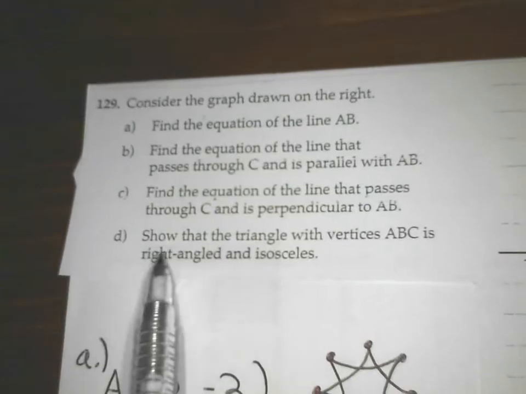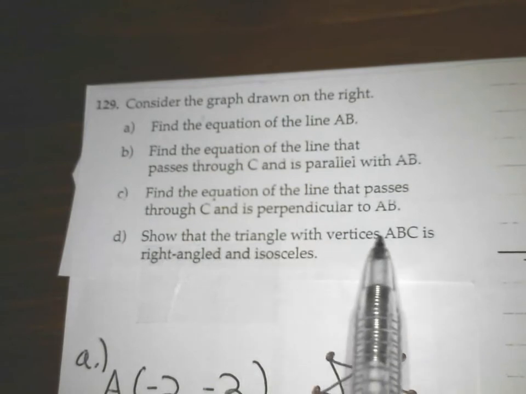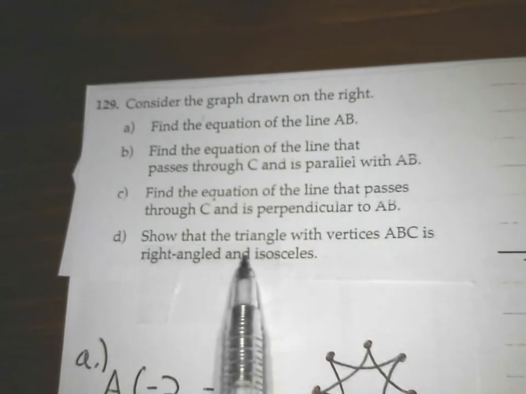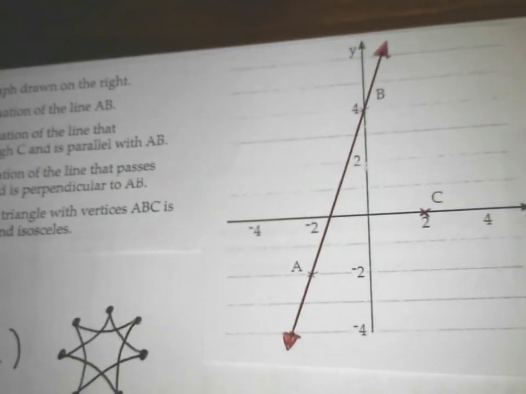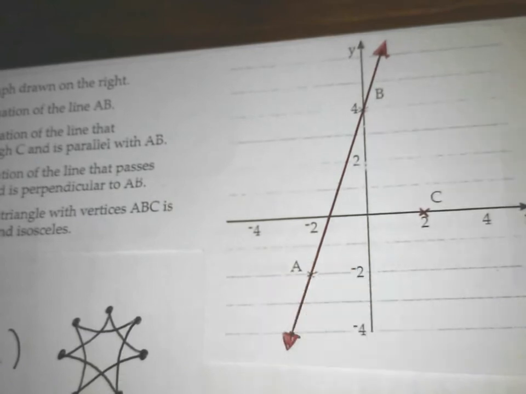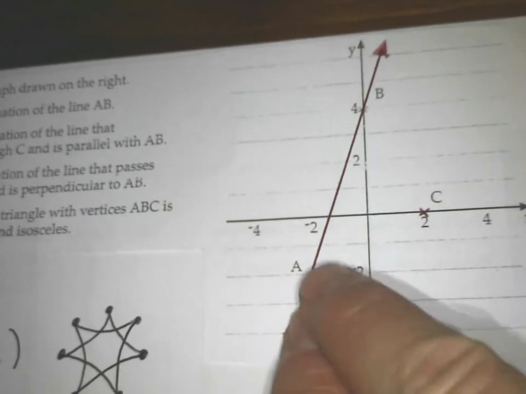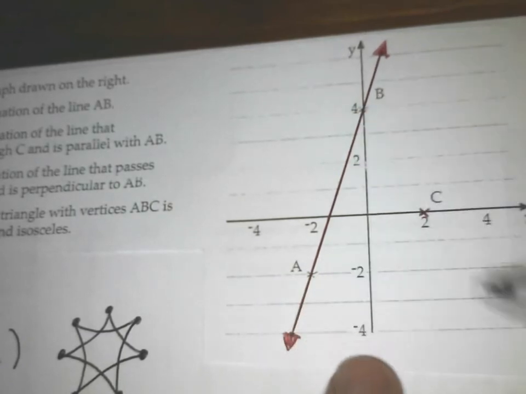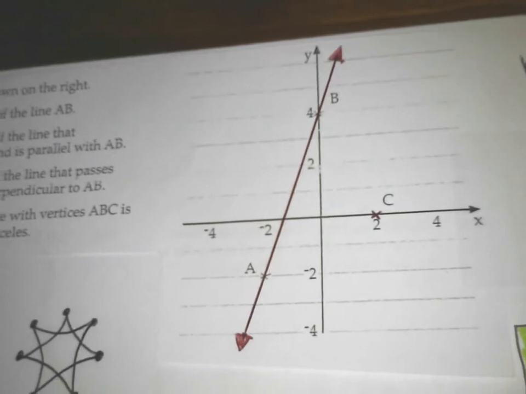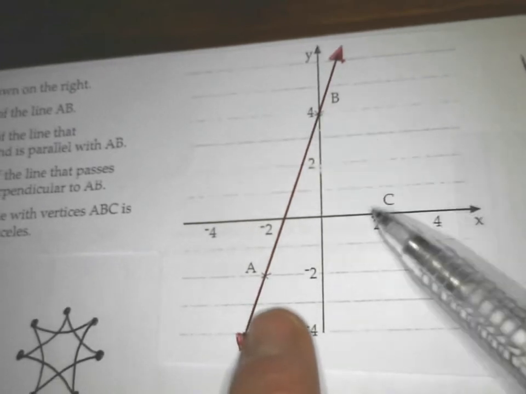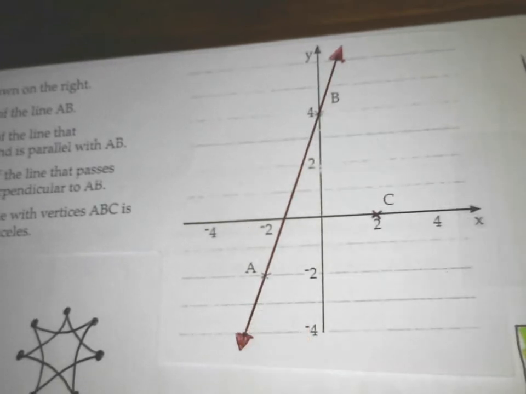Okay, let's look at the last question. Show that the triangle with vertices ABC is right angled and isosceles. So we have two things to do here. We have to show that this triangle that we draw from A to C to B has a 90-degree angle in it, and also that two sides are equal. So let's connect those vertices right there just to get an idea of what it looks like.